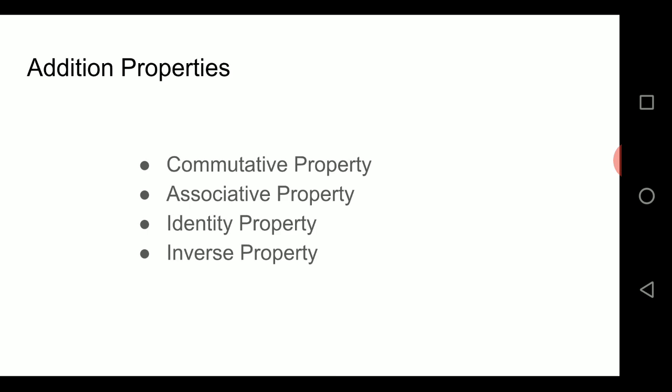Certain times you have to prove some theorems. Then these properties are very useful in that case. In those areas. So let us understand what these properties are. The first one is commutative property.